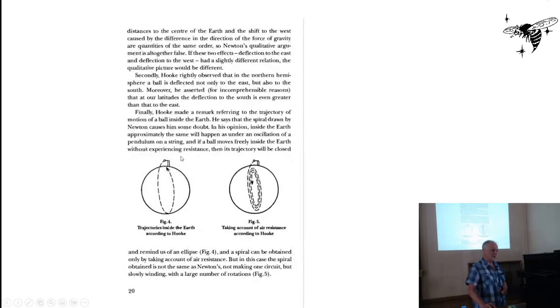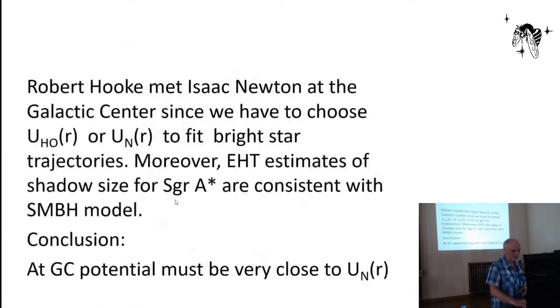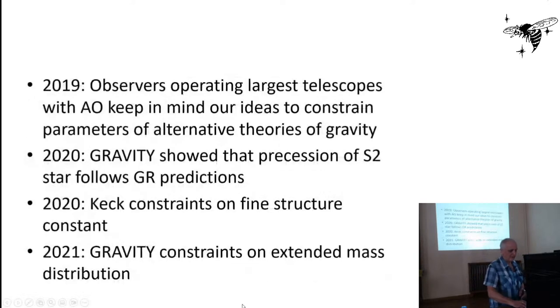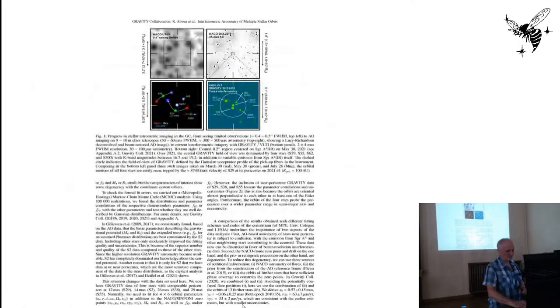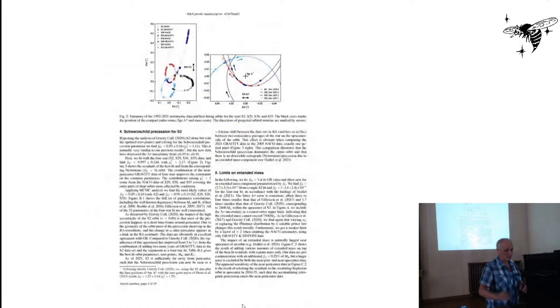And it has to be this one. It was presented by Hooke. So it means for the galactic center, again, Hooke met Newton. And we have to conclude that the galactic center potential must be very close to the Newtonian one. And practically it was confirmed. The mass concentration constraint in the galactic center is very strong, because the potential has to be very close to Newtonian. And it's also illustrated in this picture.